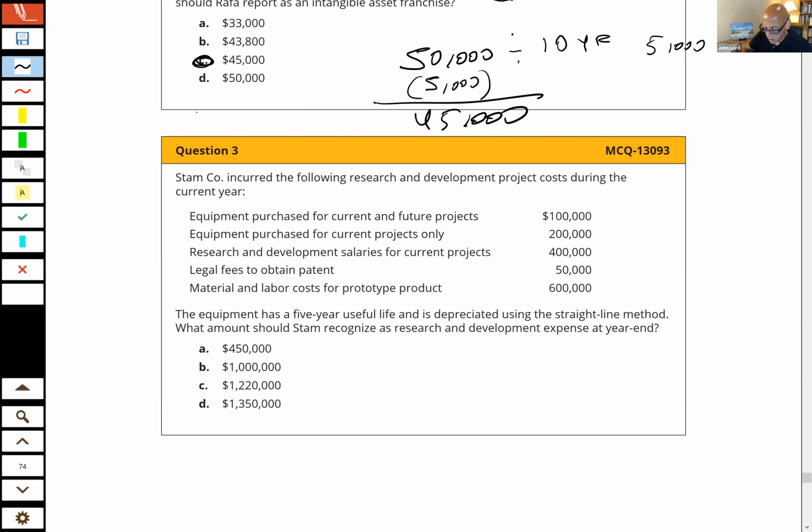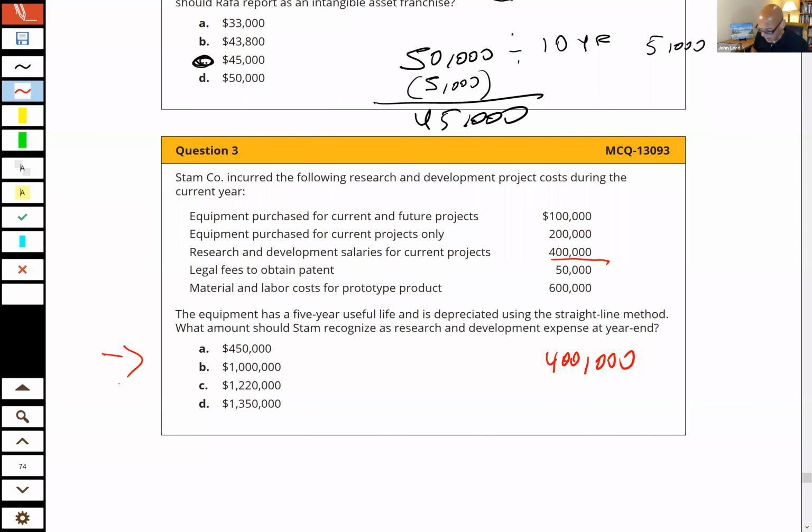Now I start looking at this list and I go with the low hanging fruit, guys. I'm like, okay, well, that's obviously research and development. And you're saying, well, big deal, John. I'm also looking at the choices and I know I can't get there without that one. So I go ahead and pick that up, right?